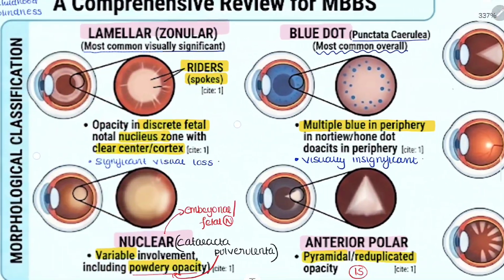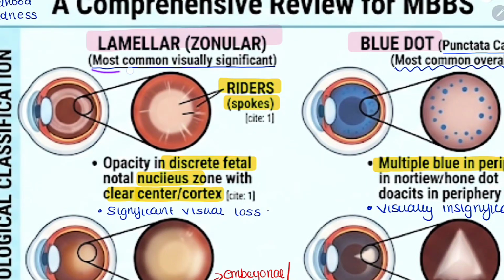So coming to the lamellar cataract or the zonular cataract, it is the most common visually significant cataract. So this will cause significant vision loss. Here we can see the opacity is in a discrete zone of the fetal nucleus. The central cortex will be clear, and the opacity will be in the nucleus. That is the lamellar cataract.